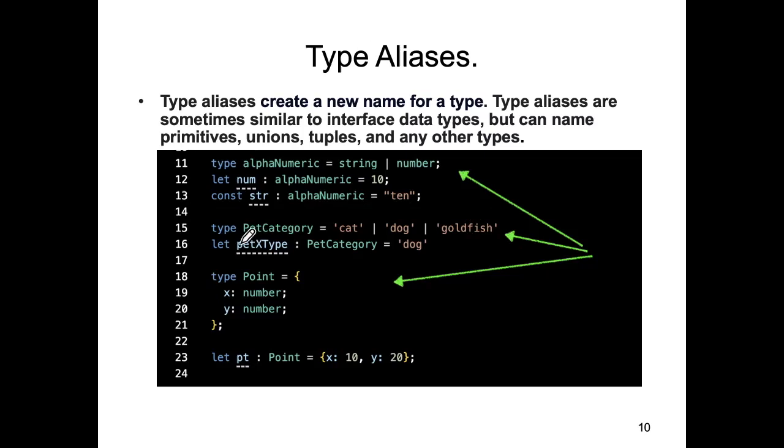And on the next line, I'm actually declaring a variable. I'm saying its type is pet category, and I'm assigning it the string dog, so the compiler won't complain. If I assign any other string other than these three, then the compiler will complain straight away. So this is a little bit like an enumerated type, if you're familiar with enumeration.